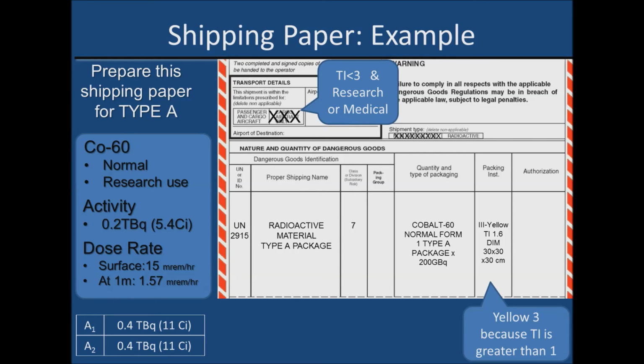The quantity and packing instructions would be cobalt 60 normal form, 1 Type A package, 200 gigabecquerels. You could also put 0.2 terabecquerels. Then the labels would be a yellow 3, TI 1.6, because it's 1.57 millirem per hour. We'll talk about that in the larger class, but the TI is rounded to the tenth. The dimensions of the box, for this fictitious example I made up, are 30 centimeters by 30 by 30.